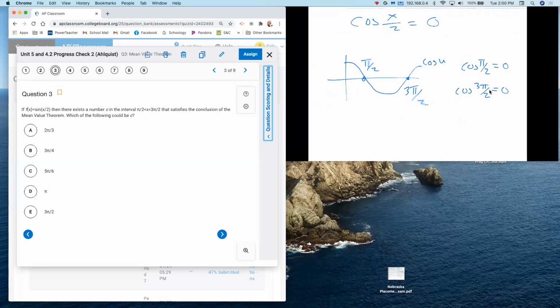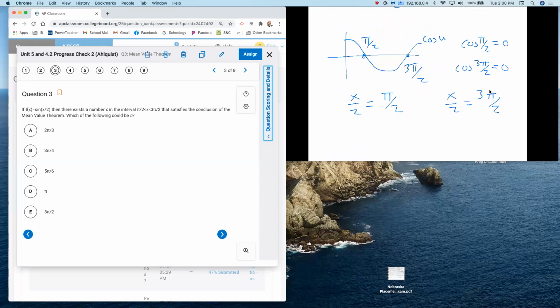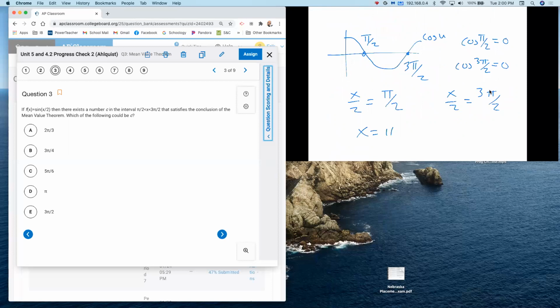So in my equation, x over 2 has to equal pi over 2, and x over 2 has to equal 3 pi over 2. On this side, x equals pi. On this side, x equals 3 pi. This one can't be it because it's not in our window. Notice our window only goes to 3 pi over 2. So here is our answer, and that's D. Any questions on that?